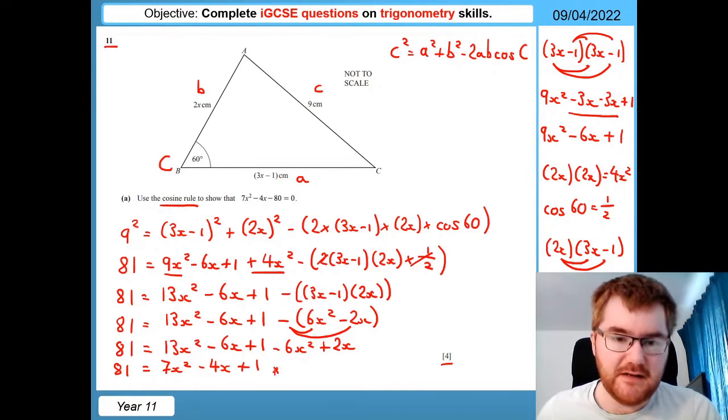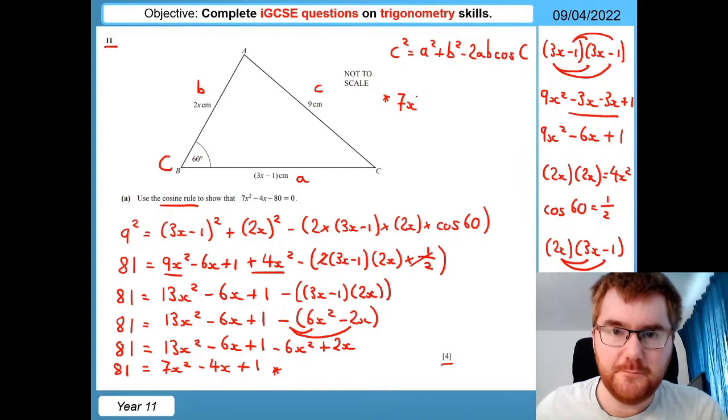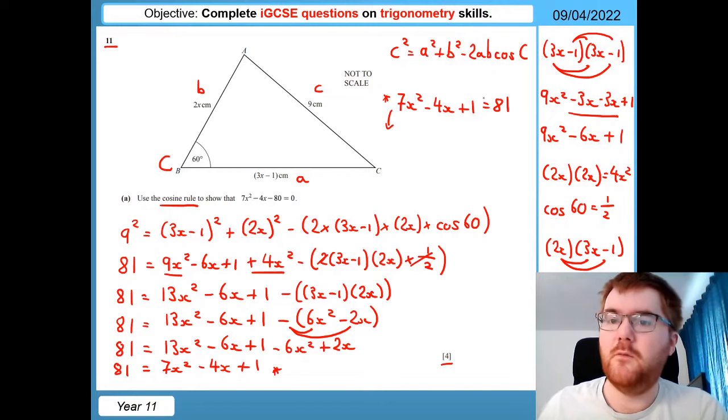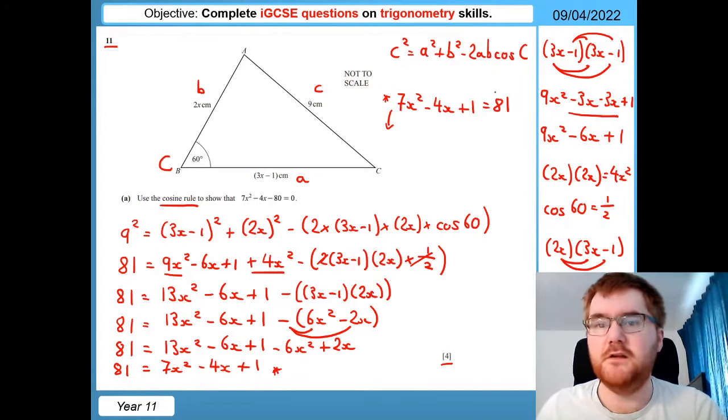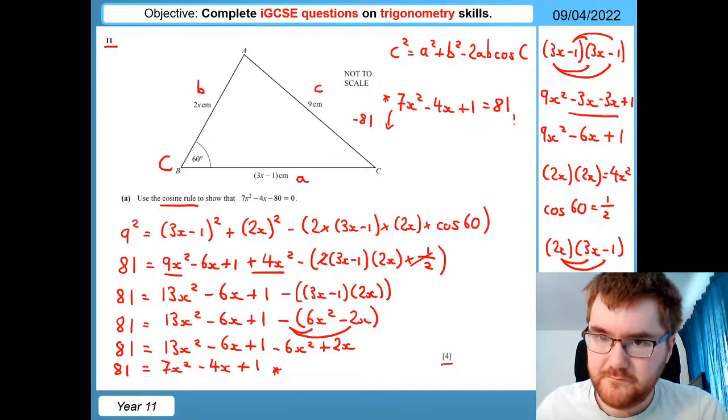Let me just put the final answer up here, a bit of space. So I'm going to flip over the equation, so I've got all the x's on the left hand side. And to get my very final mark here, I want to have the right hand side 0. So what's the opposite of adding 81? That's minusing 81 from both sides.